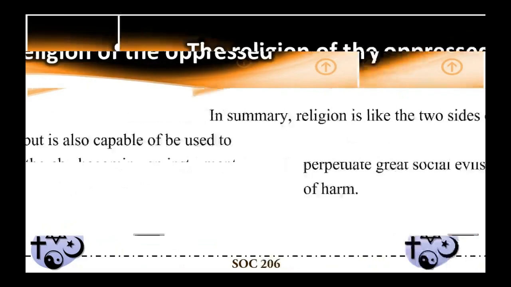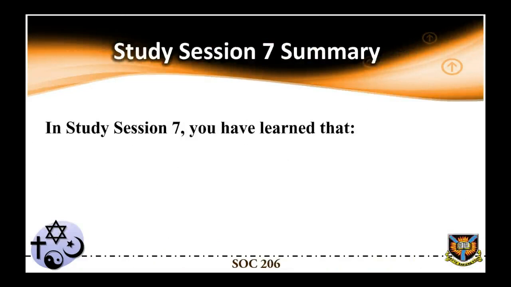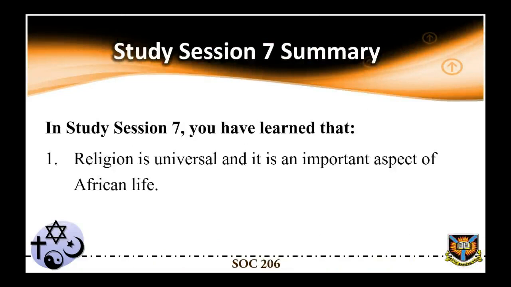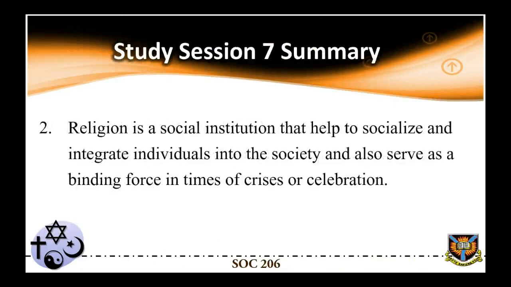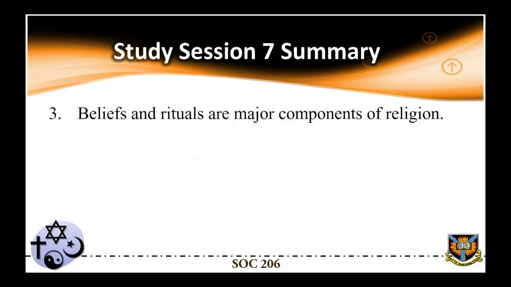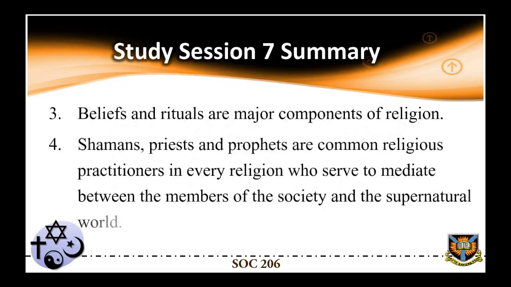Study session summary. In study session 7, you have learned that: 1. Religion is universal and it is an important aspect of African life. 2. Religion is a social institution that helps to socialize and integrate individuals into the society and also serve as a binding force in times of crisis or celebration. 3. Beliefs and rituals are major components of religion. 4. Shamans, priests and prophets are common religious practitioners in every religion who serve to mediate between the members of the society and the supernatural world.